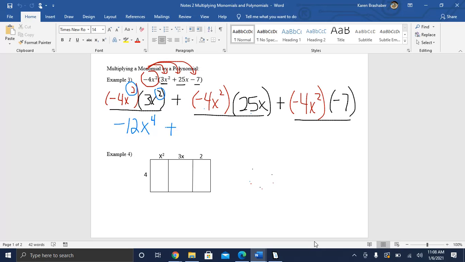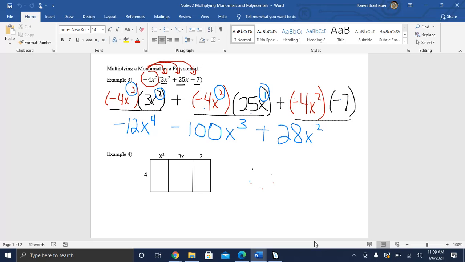Now at this point, since you're taking a negative times a positive, you can go ahead and make that negative. 4 times 25 is -100. And then you have your x, and we have a 2, and we have a 1 that's understood. So we'll have x to the 3rd. And then plus, we're taking a negative times a negative, so it will be positive 28. And then we have our x to the 2nd power.